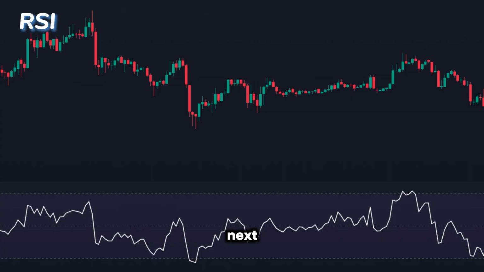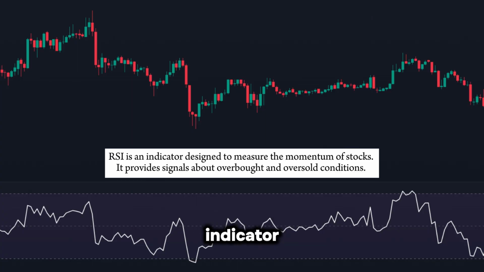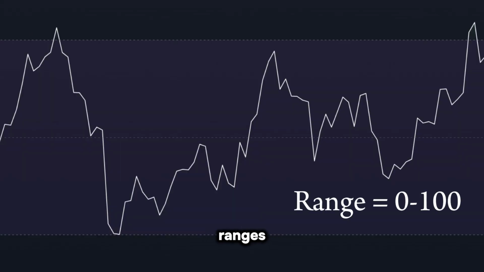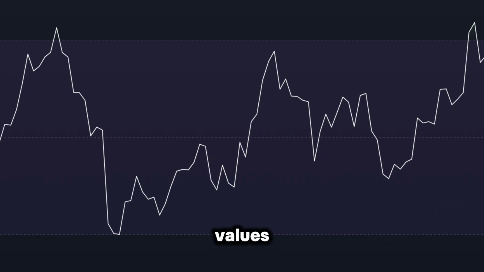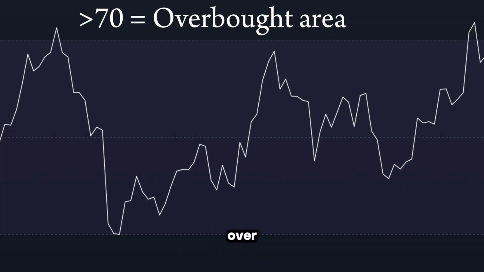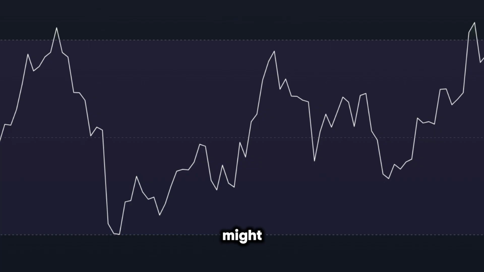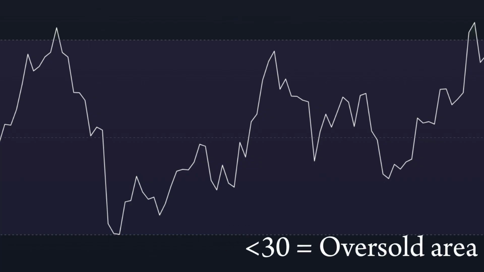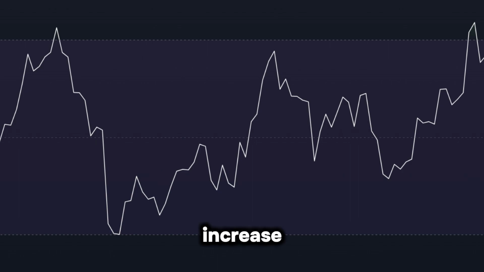RSI. Next, let's discuss the RSI, Relative Strength Index, an indicator designed to measure the momentum of stocks. It provides signals about overbought and oversold conditions. The RSI ranges from 0 to 100. Values above 70 indicate an overbought area where traders might expect a price fall. Values below 30 suggest an oversold area where the price is likely to increase.